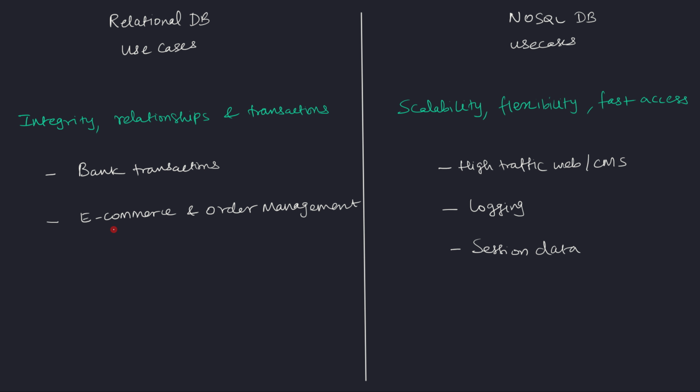The other types of systems are things like e-commerce and order management, where data integrity, relationships, and transactions matter over scalability and other benefits offered by NoSQL databases. So for these types of systems, you will favor a relational database.